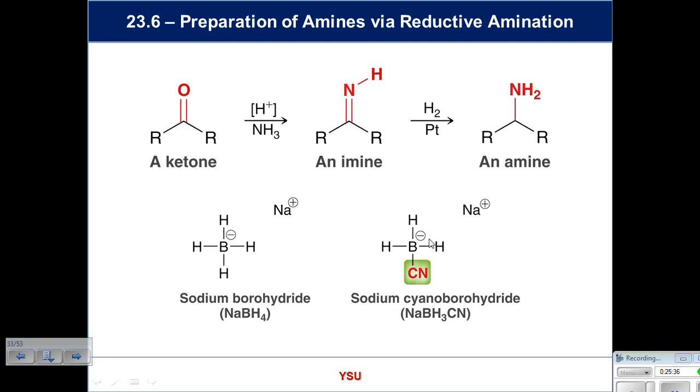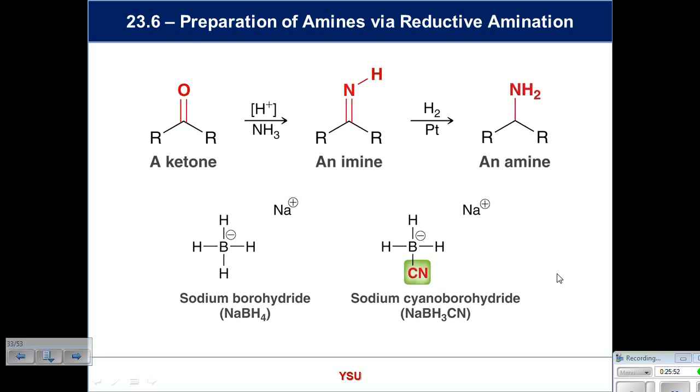Now at the bottom I got 2 reagents, one of which you've seen, one of which you haven't. Sodium borohydride right here is something you've seen before. A modified version of that is sodium cyanoborohydride. And that cyanoborohydride, the CN group there, makes a little bit of a difference. What do you reckon this is? Electron withdrawing or electron donating?